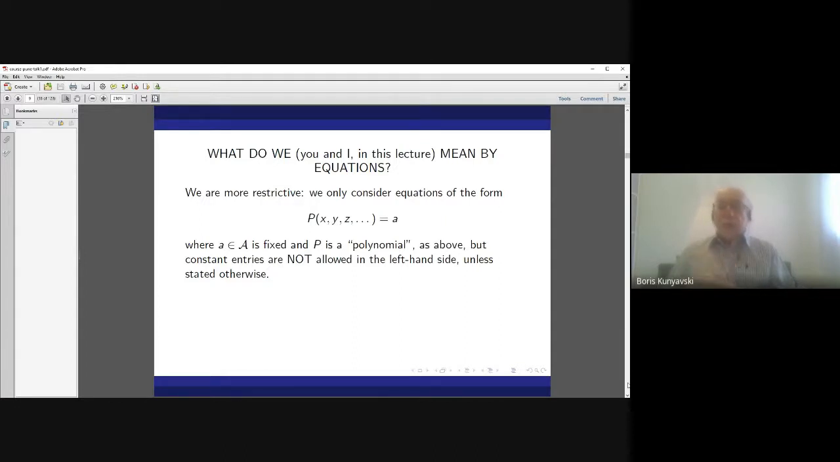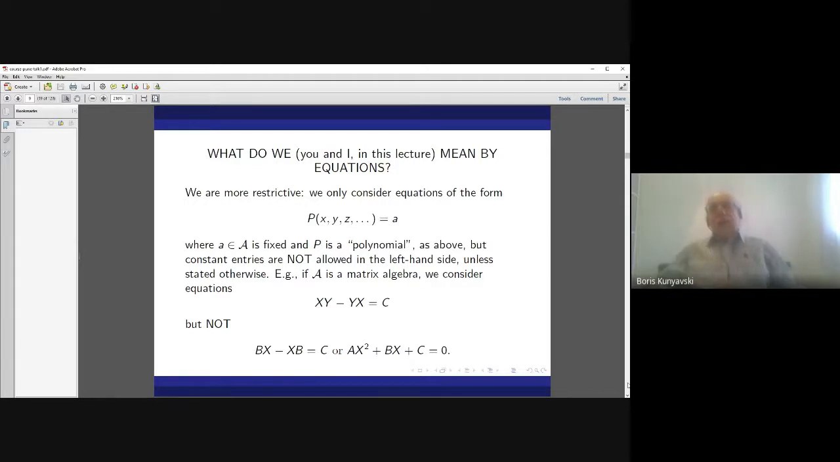Let me explain this by examples. If we consider a matrix algebra, then we are allowed to consider equations of the form xy minus yx equals c, but not bx minus xb equals c, or, say, a quadratic equation ax squared plus bx plus c equals 0, where a, b, c are constants, as we agreed. So the first equation is legal, and the last two equations are illegal for us as of now. Not that they are not interesting, they are very interesting. And in fact, very much can be said about quadratic equations, surprisingly many interesting things, but as of now, this is not permitted. We restrict ourselves to a very specific class of equations.